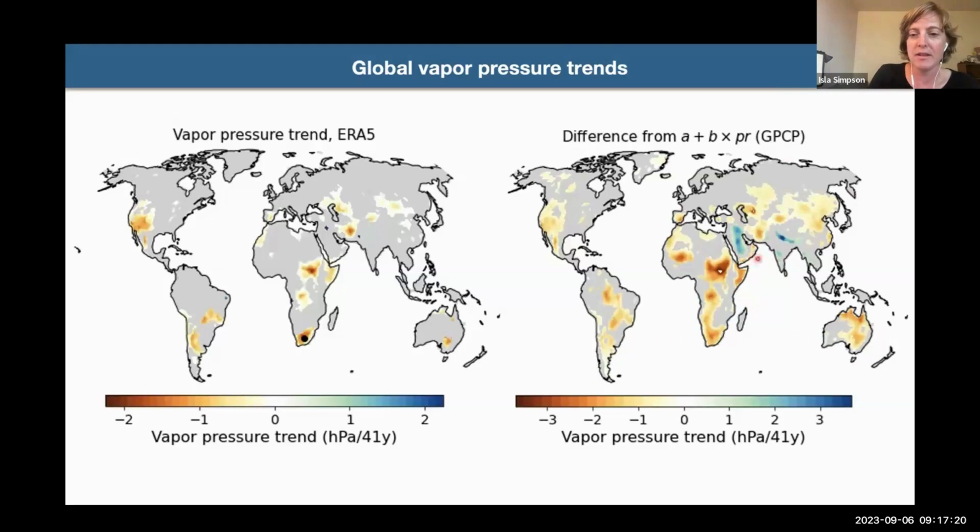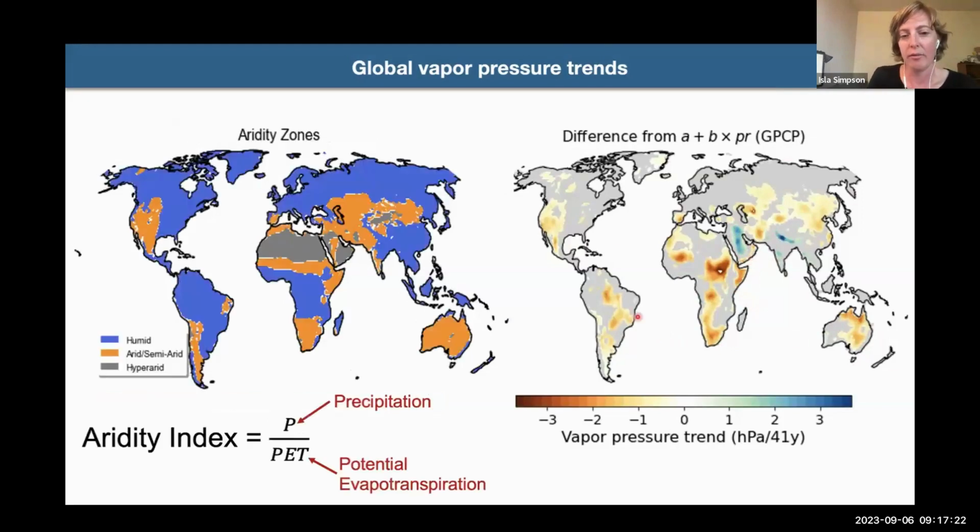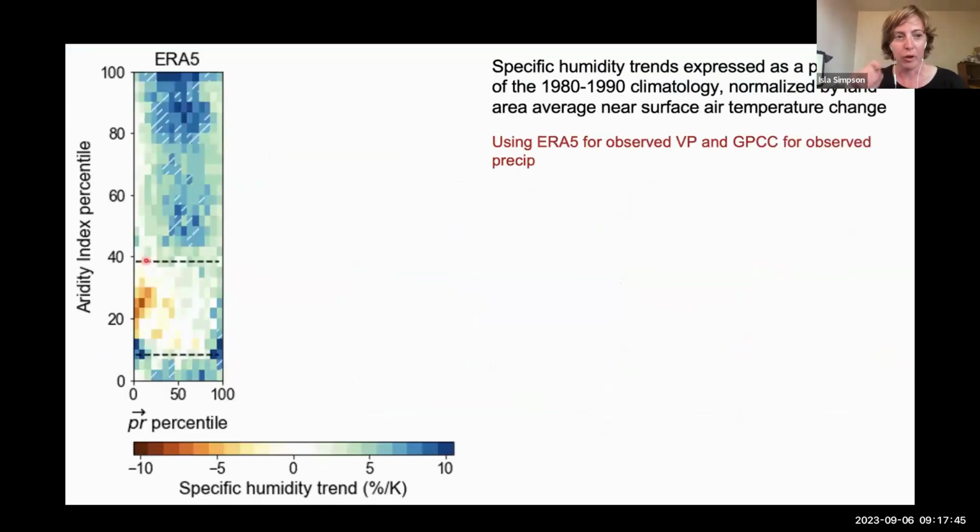Now, the regions that we see here are not really randomly distributed. If we divide up the planet into climatological aridity zones based on just a standard aridity index, you can see that the vast majority of regions where we see this discrepancy are regions that are classed as arid or semi-arid regions of the world. And we can quantify that a little more in this way.